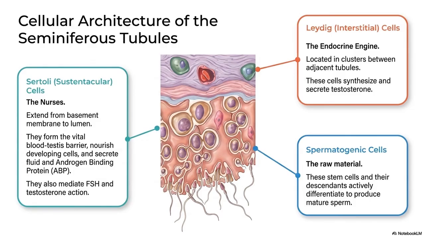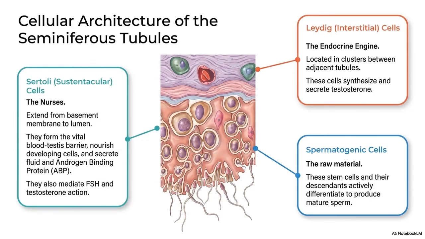Now the Sertoli cells extend from the basement membrane to the lumen. They help in nourishing the spermatogenic cells. Then they form the vital blood testis barrier, which protects the spermatogenic cells or the sperms from external harsh agents. They nourish the developing cells, secrete fluid responsible for nourishment of sperms, and also produce the androgen binding protein, which is a protein responsible for the action of testosterone. And they also mediate the action of FSH, that is follicle stimulating hormone, and testosterone.